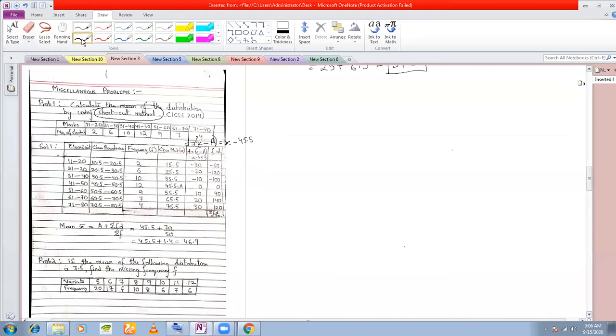So for your first row, x here is 15.5. So for the first row, what is D? 15.5 minus 45.5 for your first row only. So this comes to minus 30. I have minus 30 here. For the second row, deviation D is x. What is x here? x here is 25.5, and my A is fixed, 45.5. So this will give you minus 20.